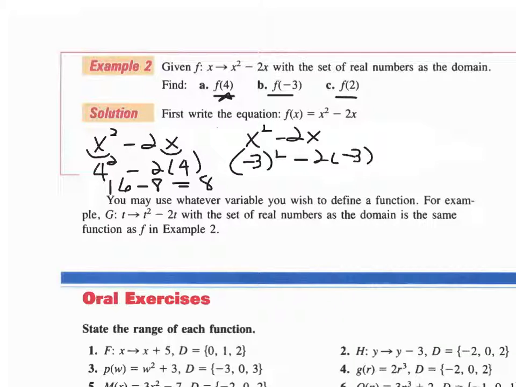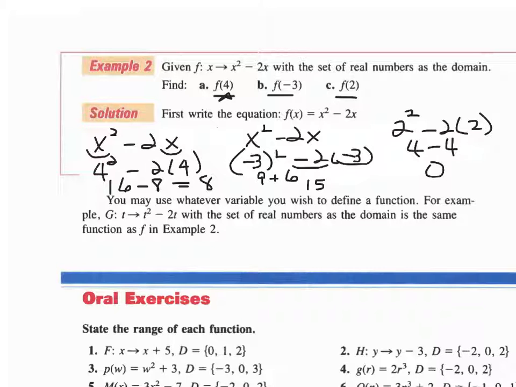Negative 3 squared would become 9. And then negative 2, treat this as a negative, negative 2 times negative 3 becomes positive 6. So for this one, I'm going to get 15. And then the last one, when we plug in the 2, 2 squared minus 2 times 2, 4 minus 4, and we get 0. So again, we're going to show our work. One wrong sign on this, and your answer is going to be messed up. It's pretty basic. You just have to take your time, watch your signs.